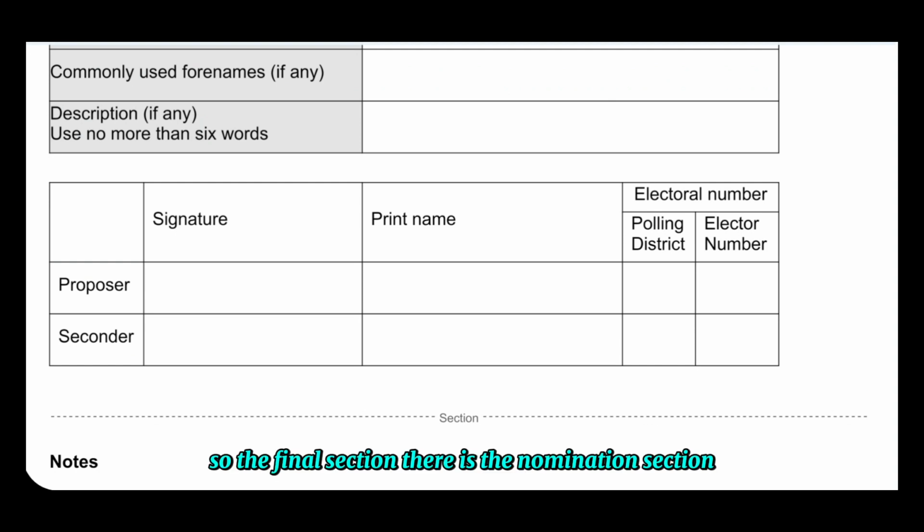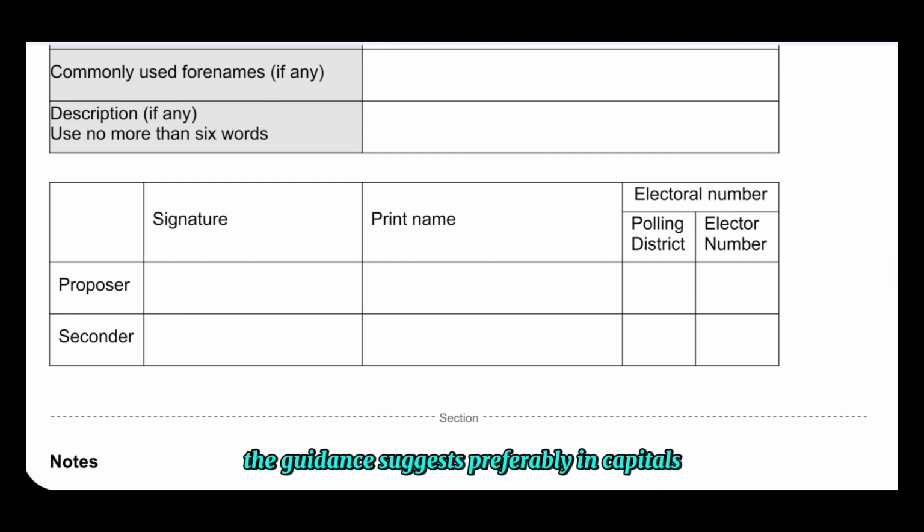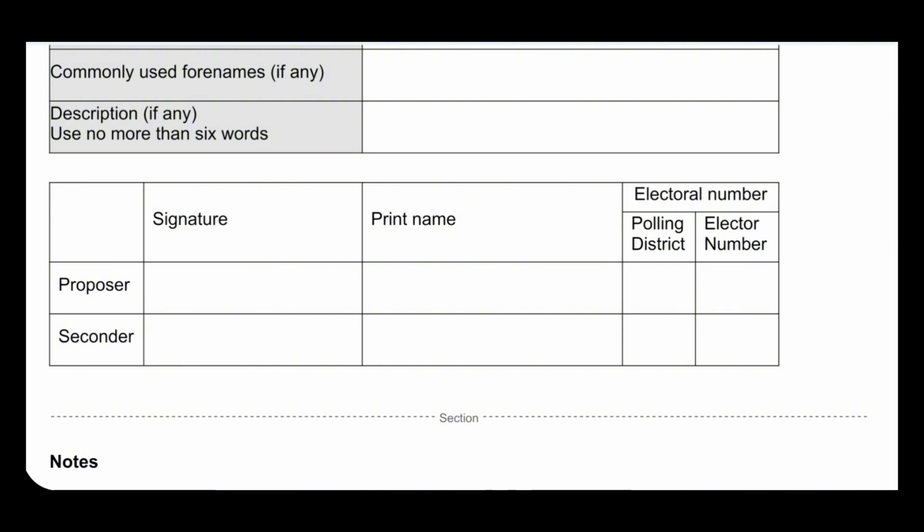So the final section there is the nomination section. You need a proposer and you need a seconder. And these need to be members of the public that are registered to vote within the parish of Wallingford. You need a signature from both, and you need them to print their name. The guidance suggests it's preferably in capitals, but to be honest with you, that's not essential. The key thing is that it is legible and they can cross-reference it against the electoral register.